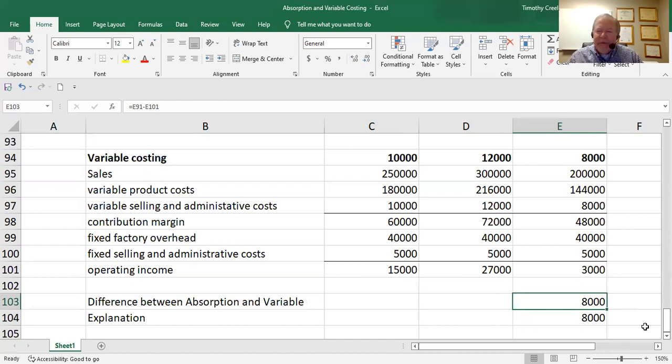So I hope this helps, and good topic. And remember that absorption is required for external reporting. Variable is for internal reporting. Many companies use both: absorption for external, variable for internal. And remember the difference in product cost between the two: under variable costing, only variable costs are product costs; under absorption costing, all elements of product cost are product costs. Variable costing expenses off fixed factory overhead each period, whereas that is a product cost under absorption costing.